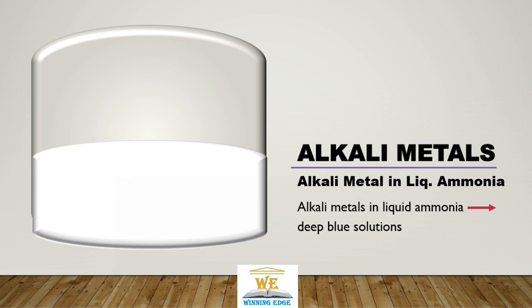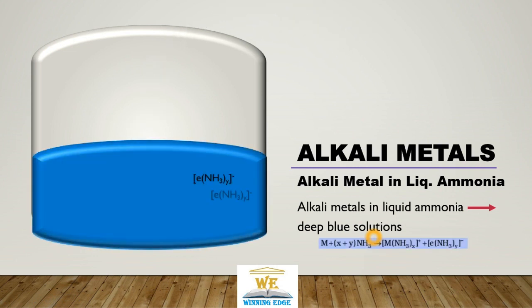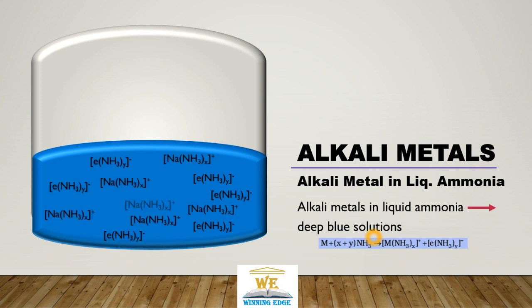Now let's talk about another property of alkali metals in liquid ammonia solution. What we get when you put alkali metal in liquid ammonia, we get a deep blue colored solution. Let's put a sodium here. What we get? A very deep colored solution because of ammoniated electrons. What happens? We know sodium has very low ionization enthalpy.